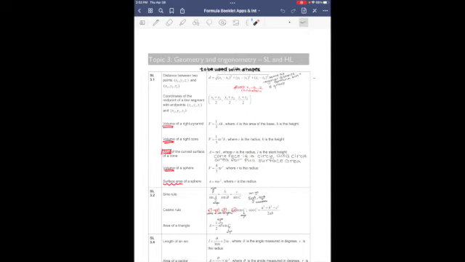Volume of a sphere, self-explanatory. Surface area of a sphere, self-explanatory. Radius, we're always talking about radius. It says that here. I'm saying it anyways.